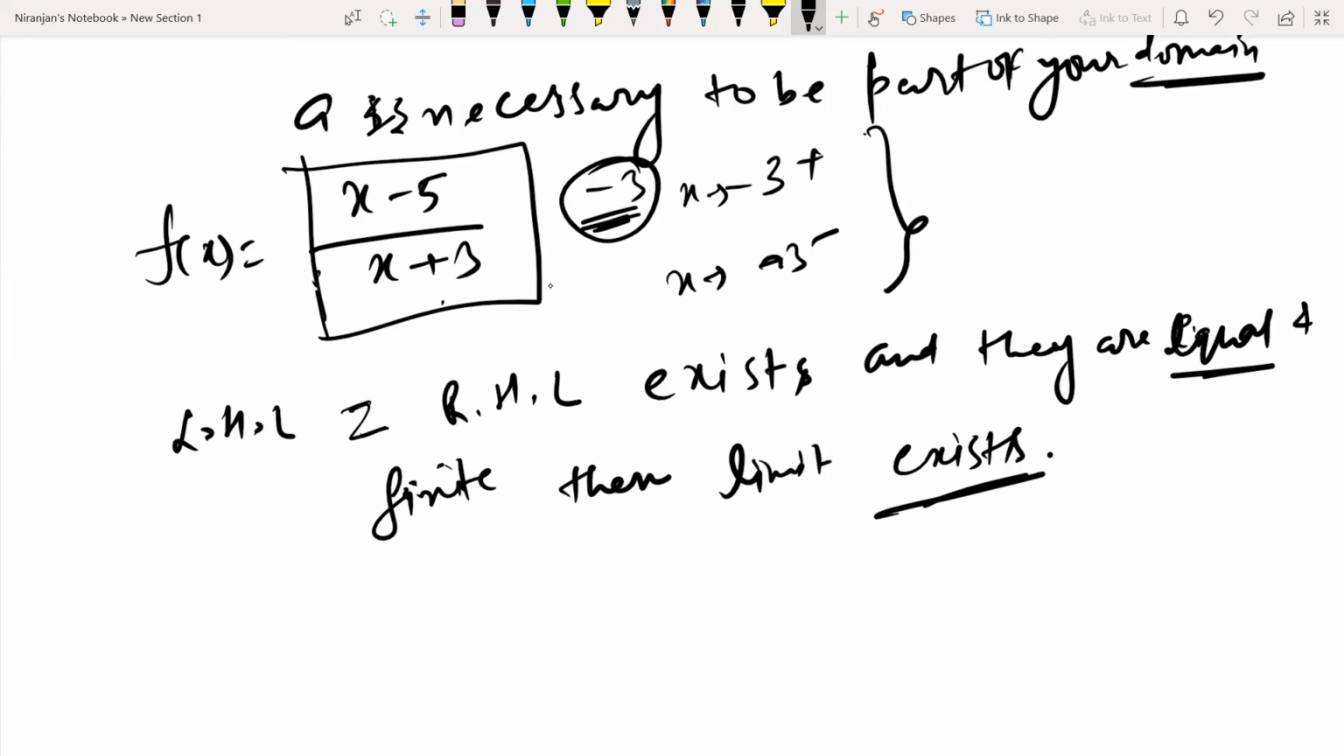If your LHL is equal to RHL, and the existence of LHL and RHL comes from finiteness, let's say your LHL is 3 and RHL is also 3 and they are equal. Then you say the limit exists for this function at point a, and the limit value is 3. If they are not equal, even if they exist, you do not say that the limit exists. I hope I'm making sense. So you do not say that limit exists in that case.